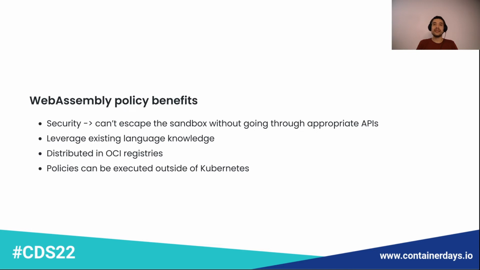WebAssembly modules can be distributed in OCI registries. So if you're already using an OCI registry for your containers, you can reuse it for the WASM modules. Also, policies can be executed outside of Kubernetes. That's very useful when you are testing policies or when you are developing a new policy. Actually, Kubewarden provides a CLI tool that allows you to execute policies outside of Kubernetes.